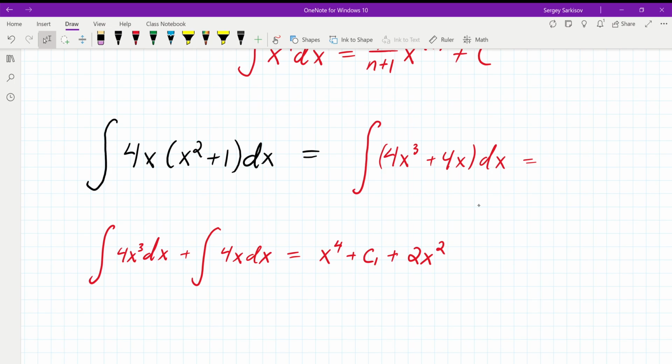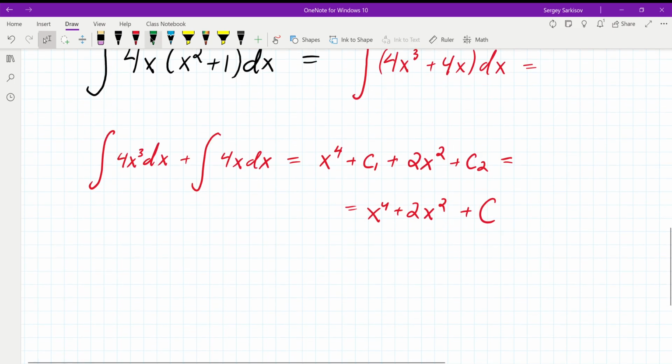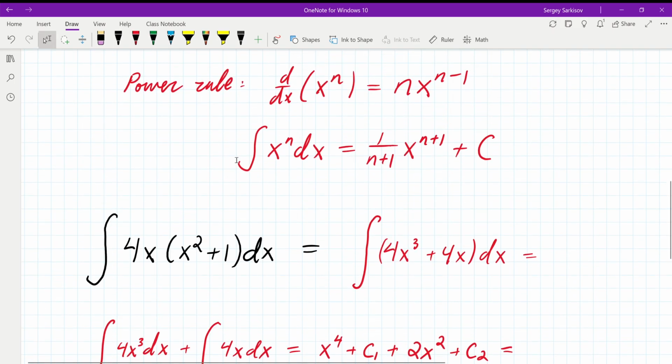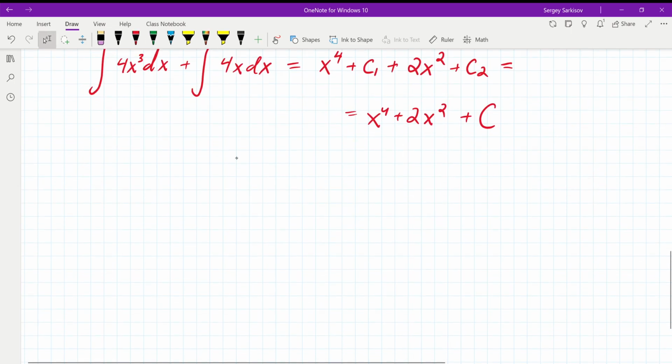We have the power rule. Plus, let's say another constant c2, and we can bring this all together into x to the 4th plus 2x squared, and then plus a constant. Constant plus constant is going to be some kind of constant. And that is it. Then we're done. However, there's another way to do this. Let's look at what is called the U substitution.